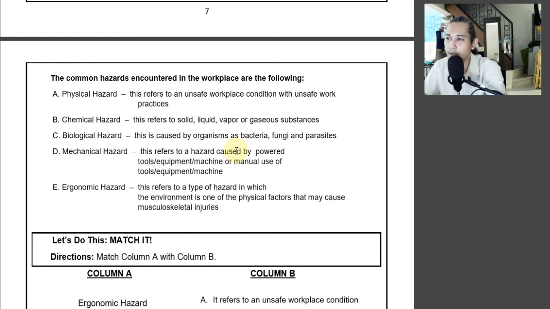So this refers to the type of hazard which the environment is one of the physical factor that may cause musculoskeletal injury. Yan. May kinalaman ito doon sa, halimbawa, uri ng trabaho natin, no? We are working in an office in front of the computer. So, ang magiging most common causes of injury natin is ergonomic.